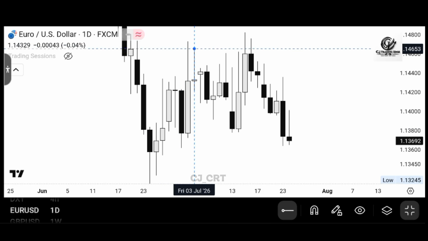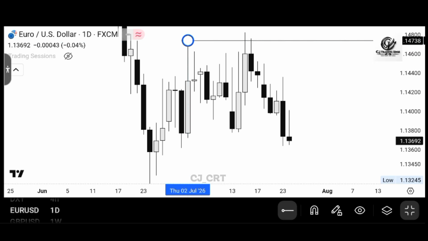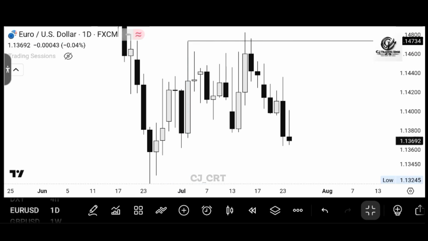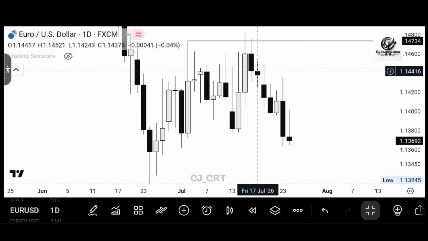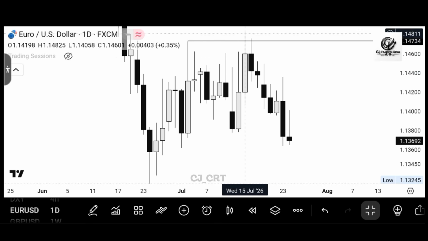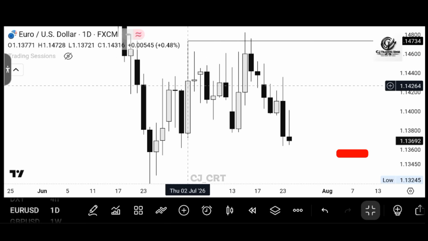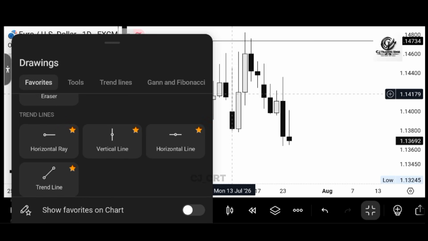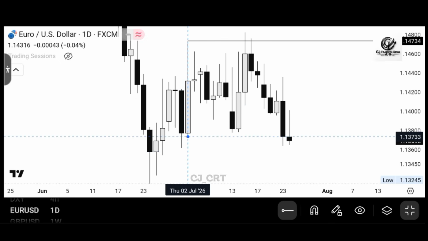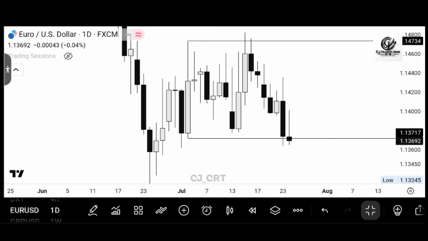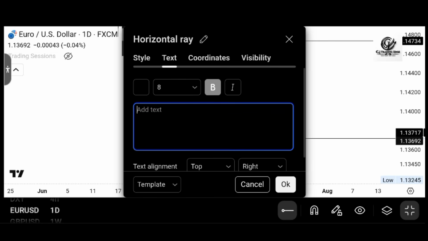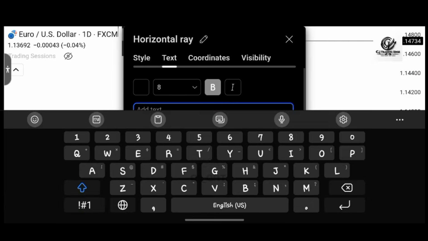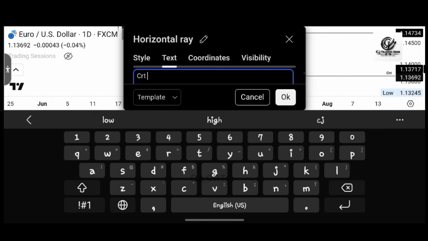So in this case, this daily candle high was swept by this particular candle after all this nonsense here. Let me mark out the low, CRT.